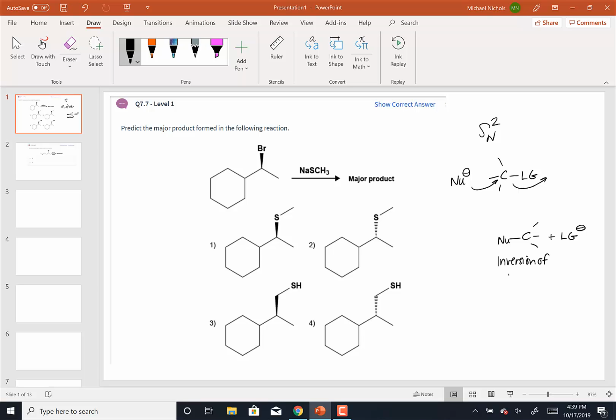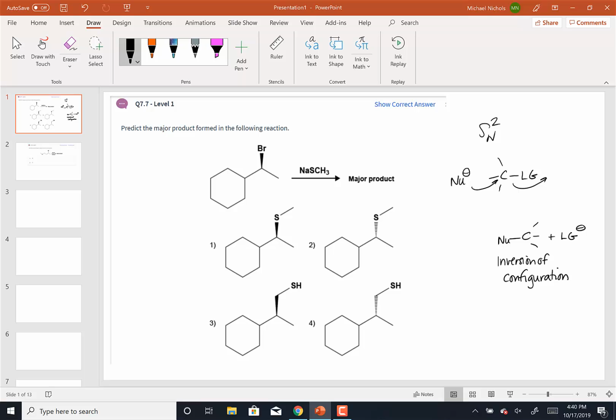So if the original chiral center attached to the leaving group started out R, it becomes S, and vice versa. Now, actually, in this particular case, we don't have to determine whether it was R or S to begin with. We just have to understand how the attack is going to occur.